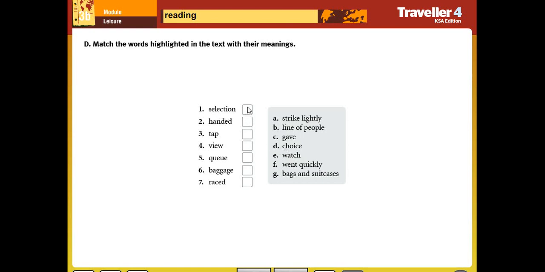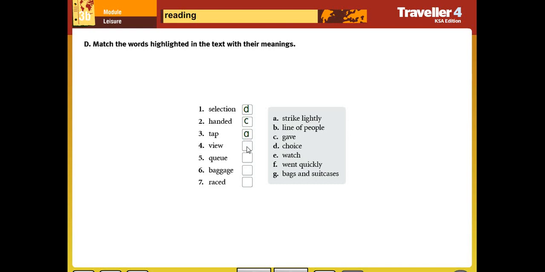When you hand something to someone, it means that you give it to him. Please hand me your book. Yeah, please give me your book. So handed means gave. If you tap on something, it means that you strike lightly. You hit something lightly, برفق.